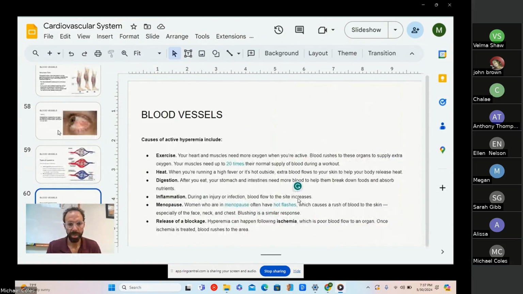Okay. So, causes of hyperemia: exercise, too much heat, digestion. You got the itis. You eat a big turkey dinner, and your gut's full, and you got inflammation during infection, menopause, hot flashes. You know, getting really flushed, a lot of blood flow at one time, heating the body up.